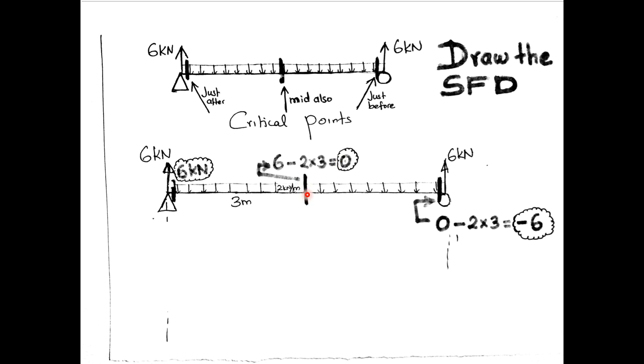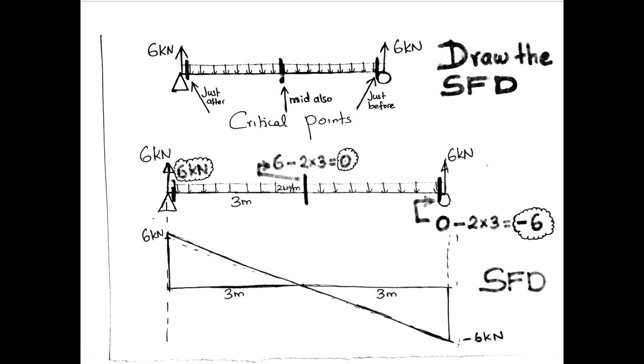Next, this is another critical point just before the support. This 0, minus this area. Why minus? Because it is a downward force. 2 into 3, again 0 minus this area, this is minus 6. This 6 kilonewton shear force. Here shear force 0. Here shear force minus 6. Therefore this is the shear force diagram.